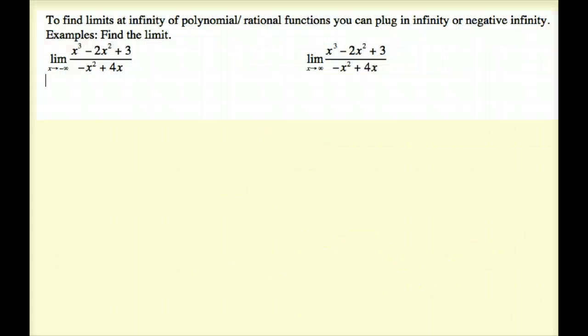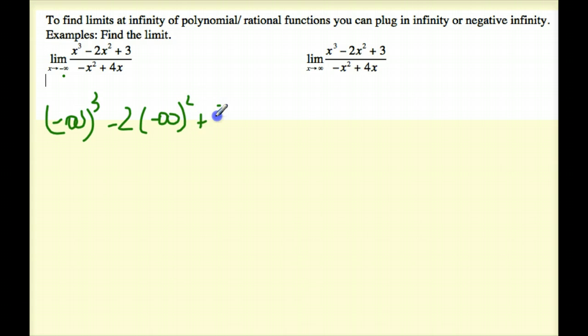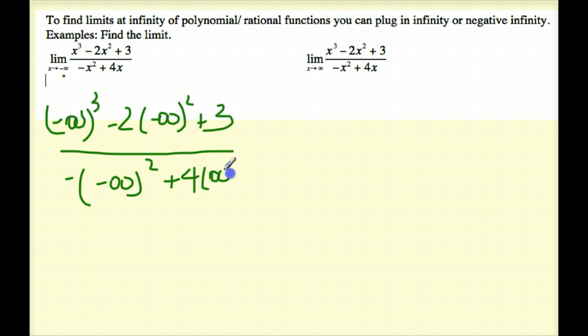Okay, so in order to do this, we're going to do the same process as before where we plug in our limit to see what happens. Now, since we have negative infinities and positive infinities, we're going to take a look at how the numbers affect infinity, since some of the numbers are pretty irrelevant when we compare them to infinity. So let's take a look at this with the first example. I'm going to plug in a negative infinity, so I get negative infinity to the third minus 2 times negative infinity squared plus 3 over negative infinity squared plus 4 times infinity.